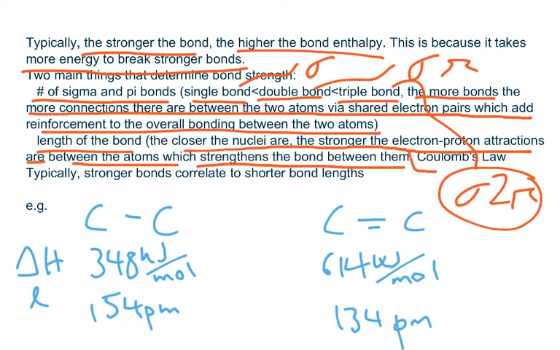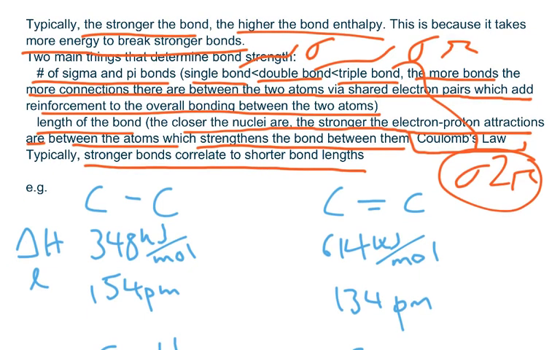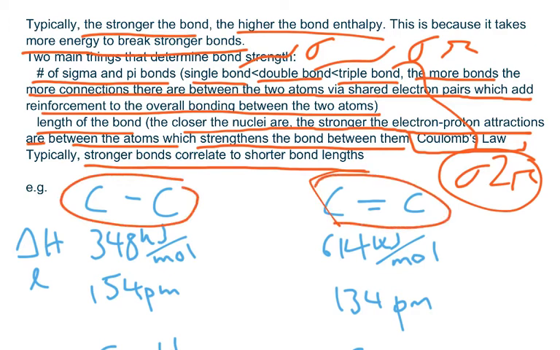And this is all because of Coulomb's law, which states that the closer 2 things of opposite charges get, the stronger the attraction between them. And from this we can conclude that stronger bonds are typically shorter, while weaker bonds are typically longer. So let's compare two bonds. The first bond is a single bond between two carbons, and the second bond is a double bond between two carbons. Now this one is going to be stronger because it has a sigma and a pi bond, while this one only has a sigma bond.